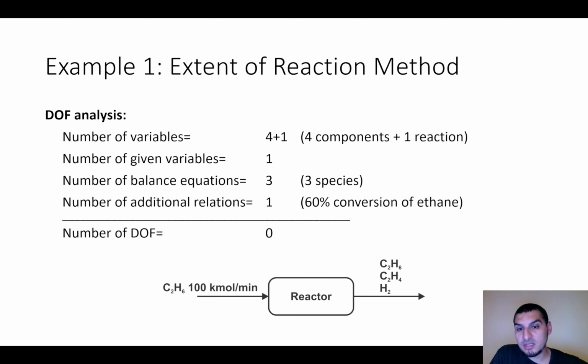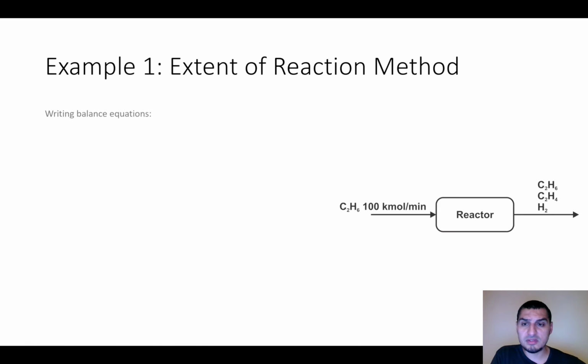So this is for the degrees of freedom analysis. Again, if you compare this to any other non-reactive system, we are doing it the same way. The number of given variables, the number of balance equations, and the number of relations is the same. The only difference is that we include here the number of reactions. So now let's write the equations that we have and start the solution. If we write the balance equations, they are going to be very straightforward. We will have an equation for ethane, for ethylene, and for hydrogen.